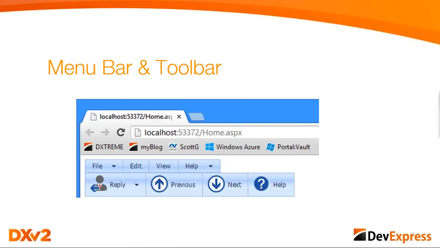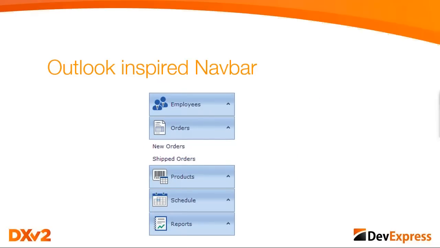So today we're going to start by creating an application and applying a menu and toolbar, and I'll show you a couple of different ways to set that up, be it manual or binding to an actual data source. We're then going to drop in the Outlook-inspired navbar, which has the collapsible panels, and show you how that can be easily themed and interact with the different pages and navigation URLs.